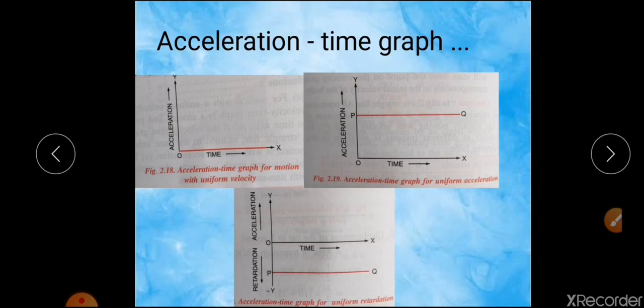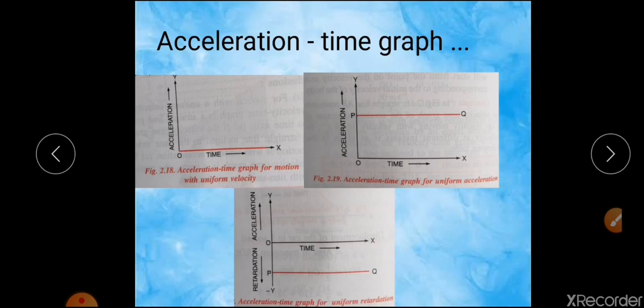Now coming to the second graph, you are having the acceleration time graph for your uniform acceleration, or uniform increase in velocity. Again that will be a straight line parallel to your x-axis. Now the third case you are having is for uniform retardation. Retardation is nothing other than negative acceleration, so the straight line will come in the negative coordinate. That is the only difference there.